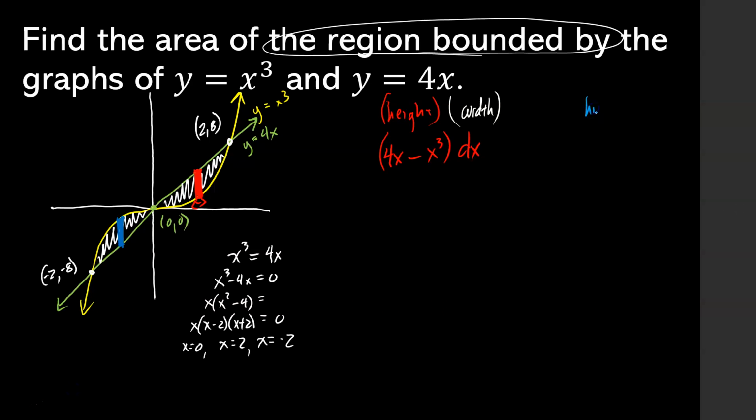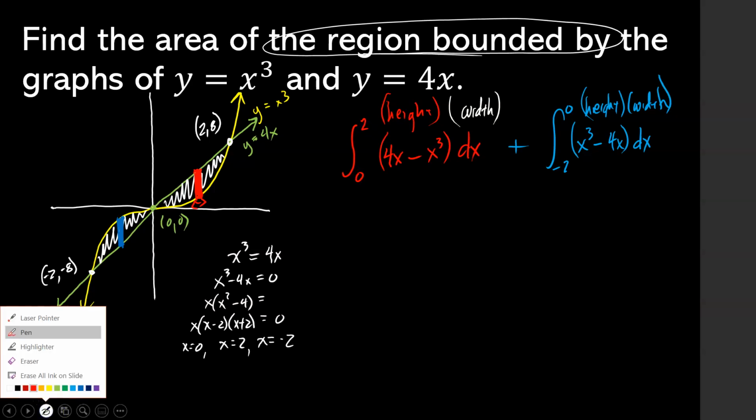Now what about the blue one? That's height times width as well. The height there is going to be the cubic, x cubed, minus the line, 4x, and the width of that is also dx. So we're going to add those two things together. Where are we integrating the blue one? From x equals -2 to x equals 0. Where are we integrating the red one? From x equals 0 to x equals 2.